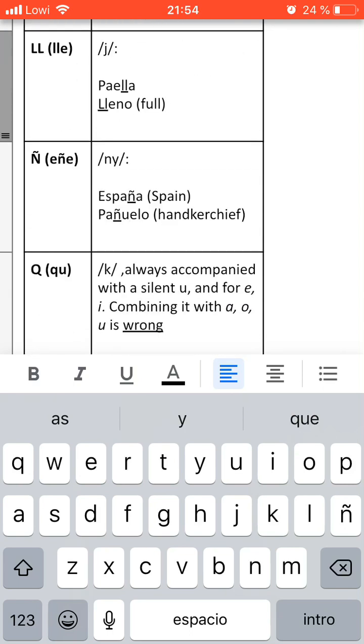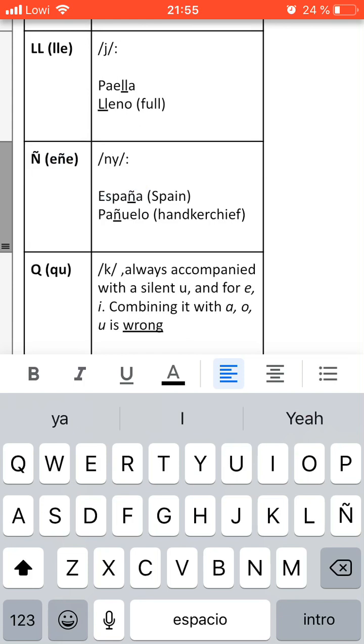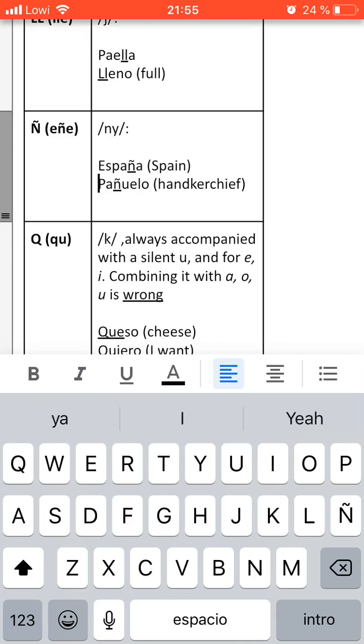Now we have the letter ñ, which is pronounced like a letter N accompanied by a letter Y, and it results in the phoneme nye, nye. We can see it here in words like España, which means Spain, and pañuelo, which means handkerchief. España, pañuelo. We can notice it.